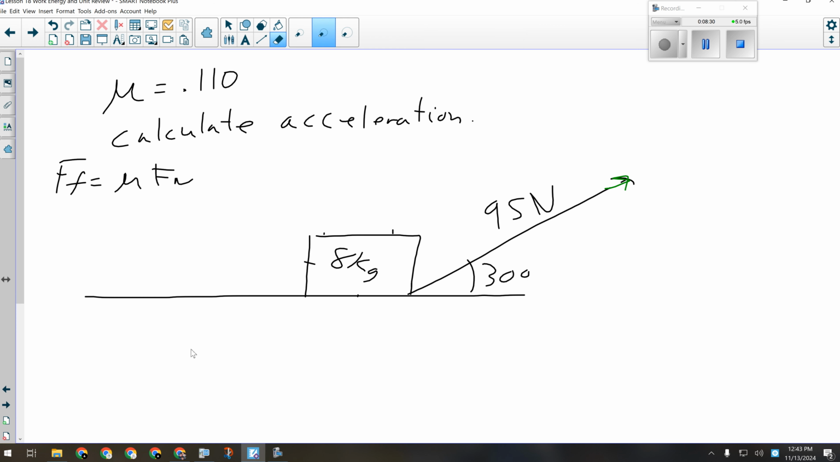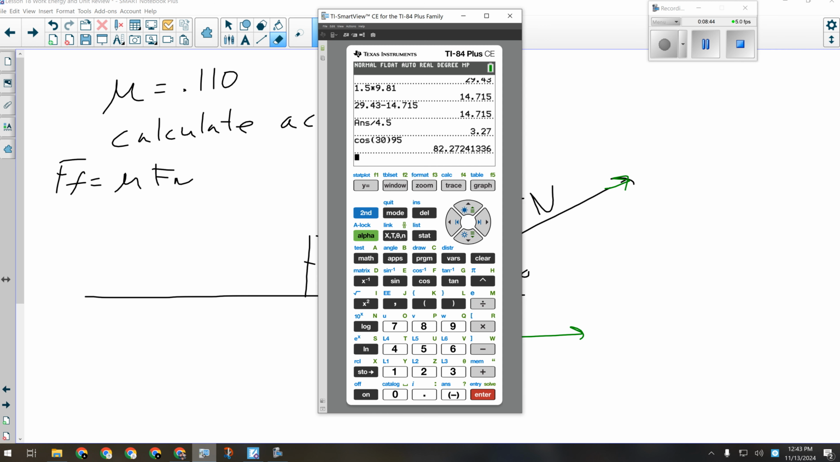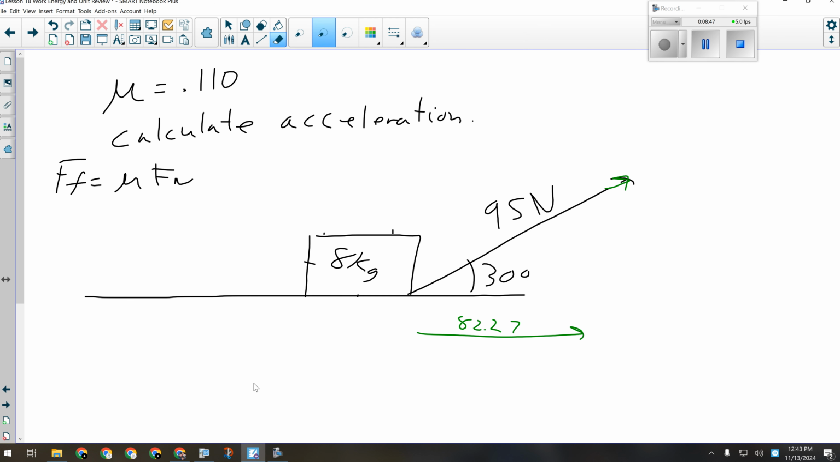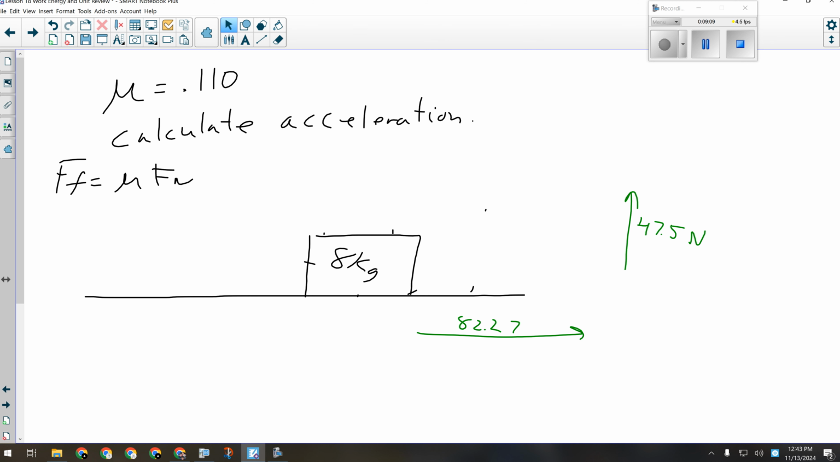So 82.27. I'm just going to draw that arrow here. 82.27. And I want to find its vertical component as well, so that'll be the sine of 30 times 95, which is 47.5 newtons. Now I can get rid of this angled force, and I'm simply going to move these other forces into place.